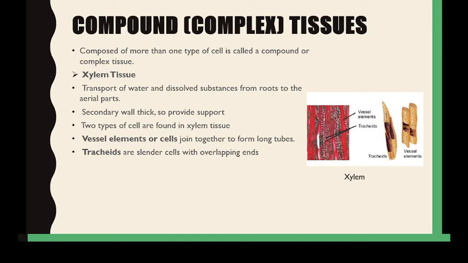And another type of cells are tracheids. These are cylinder cells which are overlapping with their ends. You can see in the diagram that tracheids overlap one another at their ends. These are the ends where they can overlap.